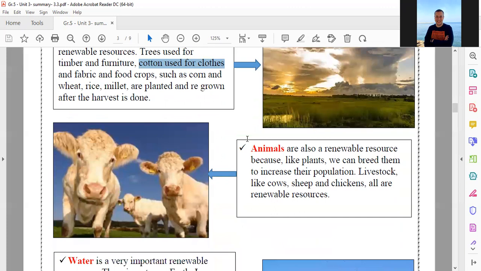Okay, then what? Animals. Animals are also renewable resources because, like plants, we can breed them. We can farm or make a farm of animals. We can breed them to increase their population. The livestock, like the cows, sheep, chickens, they are all renewable resources. Yes, we can grow them more and more to increase their populations, right?